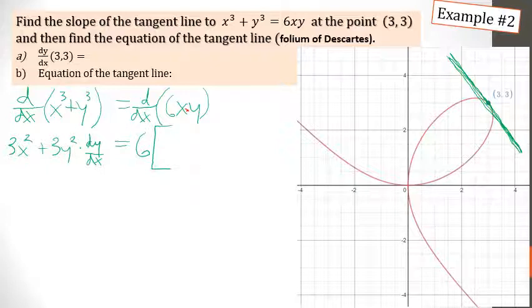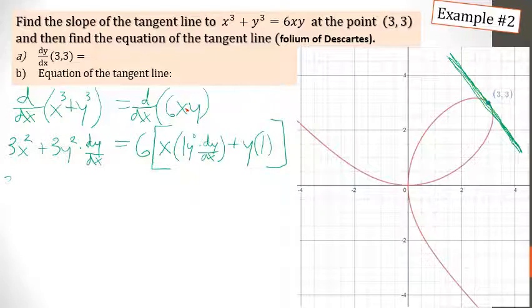So the product rule is first function x times the derivative of the second function, which is y. And the derivative of y is 1, y to the 0, dy/dx. So first times the derivative of the second plus the second function, y, times the derivative of x, which is just 1.